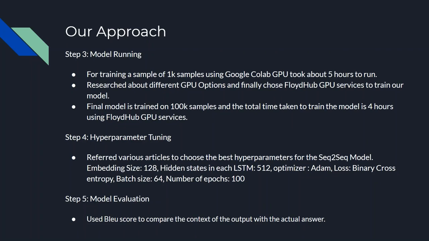The next is model running. Initially we tried with Google Colab. For training a sample of 1K samples using Google Colab, it took about 5 hours to run. Then we researched the different GPU options like AWS and GCP, and finally we chose FloydHub GPU services to train our model. For the final model, we used 100K samples and the total time to train the model was about 4 hours. We tried various different hyperparameters to tune the model, and the following gave us the best results. In order to validate the output, we used BLEU score to compare the generated output with the original answer, which Vishnu will be explaining in the next few slides.